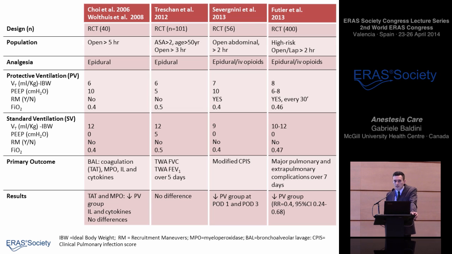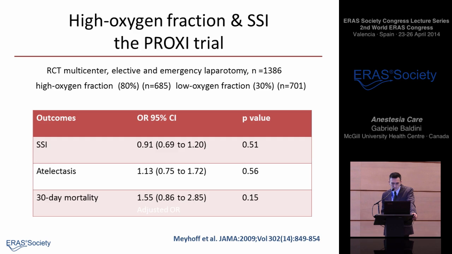So if you want to try to recruit areas of the lungs that are collapsed, you need to add regular recruitment maneuvers. And they looked at clinical outcomes such as pulmonary and extrapulmonary complications, and they were able to significantly show a reduction of major pulmonary and extrapulmonary complications in patients receiving protective ventilatory lung strategies.